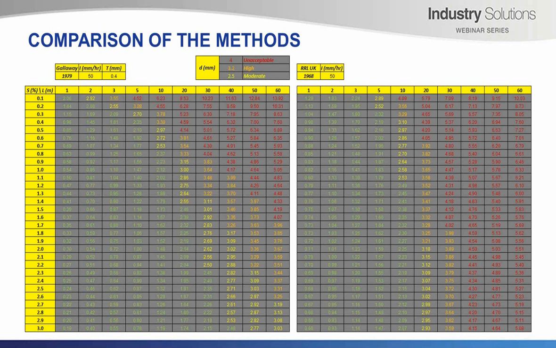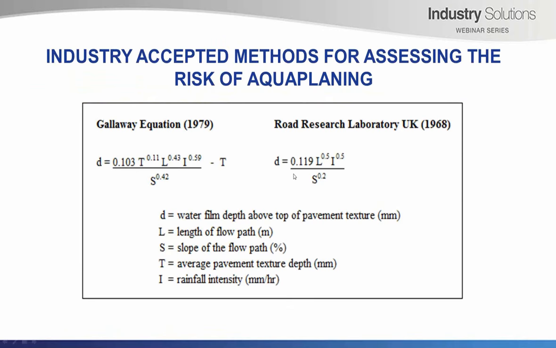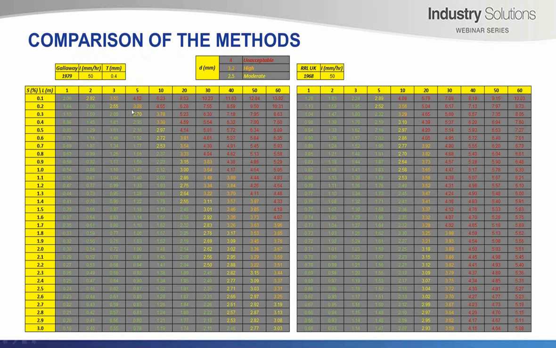I will point out as well that even though these charts go up to 60 metres in length, in both cases the actual testing rigs that were used when these equations were developed never had a flow path length longer than 15 metres. So we've extrapolated data here and just assumed that it's going to be correct, but the validity of that assumption is not necessarily clear.